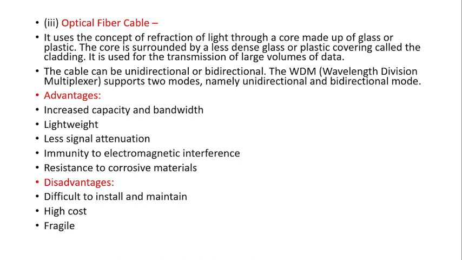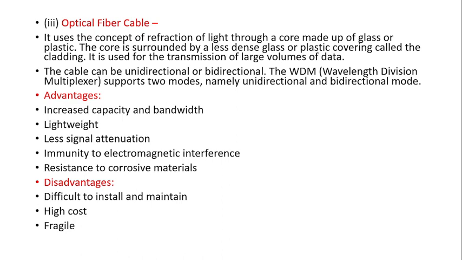These cables are unidirectional or can be used as bidirectional. Wavelength division multiplexing supports two modes here. It is both unidirectional as well as multidirectional. The advantages are capacity as well as bandwidth, and the wires are lightweight, so less signal attenuation happens when using fiber optic. Immunity to electromagnetic interference, resistance to corrosive materials, right? The disadvantages are that it is difficult to install and maintain, high cost, and fragile, right?